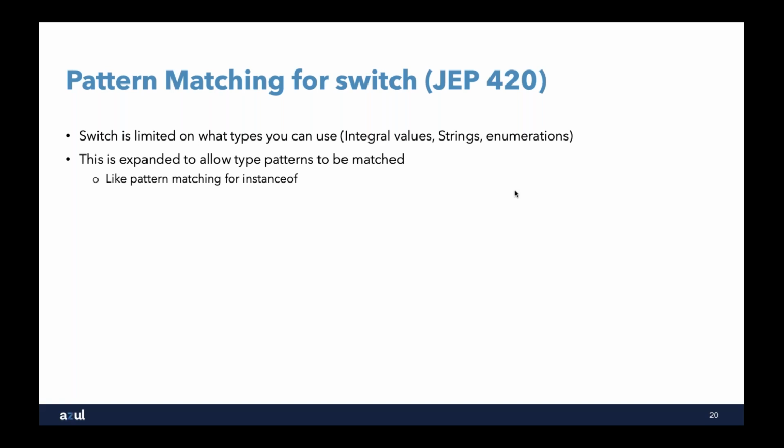If you look at the way that switch works prior to JDK 17, you're quite limited in terms of what types you can switch on. Basically, you can use integral values, an integer, you can use strings, or you can use enumerations. What they did in JDK 17 is to expand that to allow type patterns to be matched. And this is very similar to the type pattern matching for instanceof that was included in JDK 14.